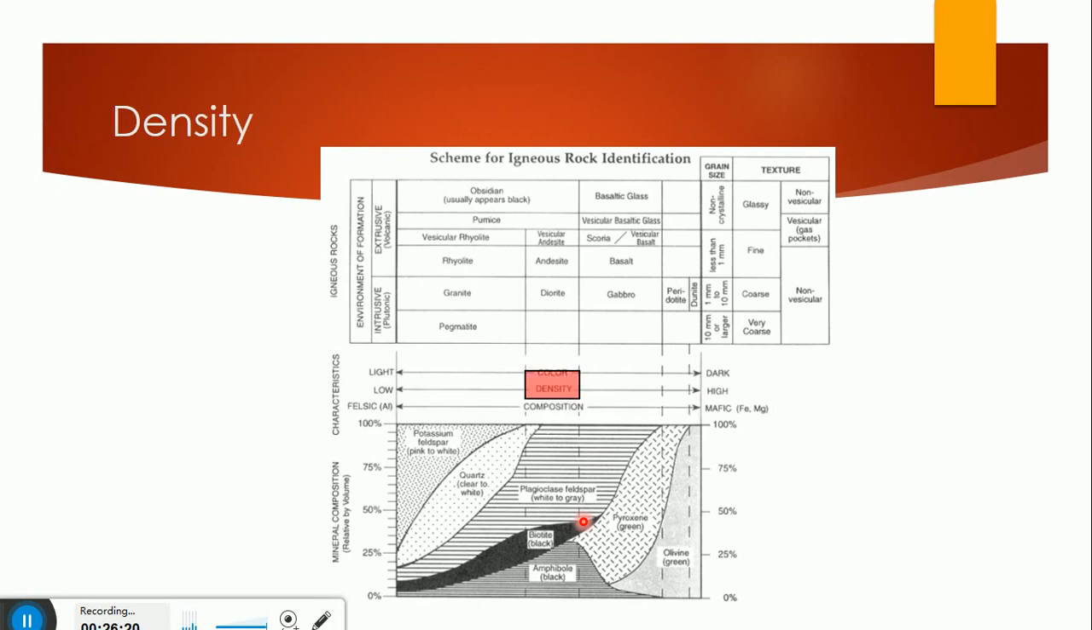Now coming to the density, where the dark color mineral shows high density and the light color mineral shows low density. Intermediate is medium density, and then high density. In high density, olivine is the dominant mineral, and peridotite and dunite are the rocks which have very high density, and are a mafic type of rock with very dark color.